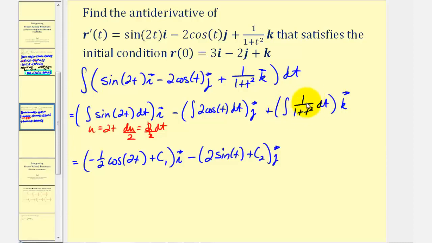Then the integral of 1 divided by the quantity 1 plus t squared will be equal to arctangent t. So we'll have plus arctangent t plus c sub 3 times k. Notice here we have a family of vector valued functions. So now we'll use the initial condition here to find the values of c sub 1, c sub 2, and c sub 3 to find our particular antiderivative. Let's go ahead and do this on the next slide.